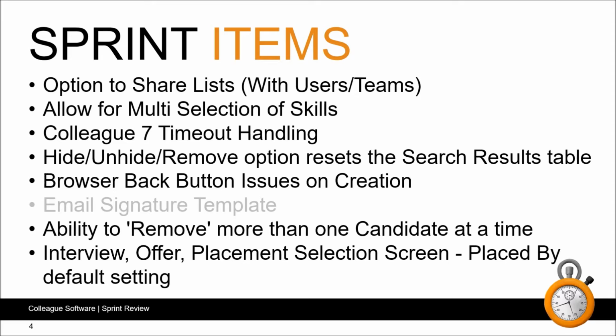We began work on an email signature template. This allows you to assign a standardized template to a user record so that if you needed to make any changes to the company email signature, it would affect all assigned users. This work is still in progress and will be carried over to the next sprint.